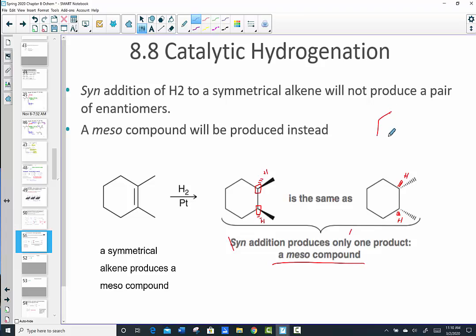In an anti-addition, you would have had one dash, one wedge. That's an anti-addition, and you could have a pair of enantiomers then. And these would technically be those pairs of enantiomers. But we only have syn addition, so they're both dashes or both wedges. Be careful of meso compounds when you have a plane of symmetry in the molecule.